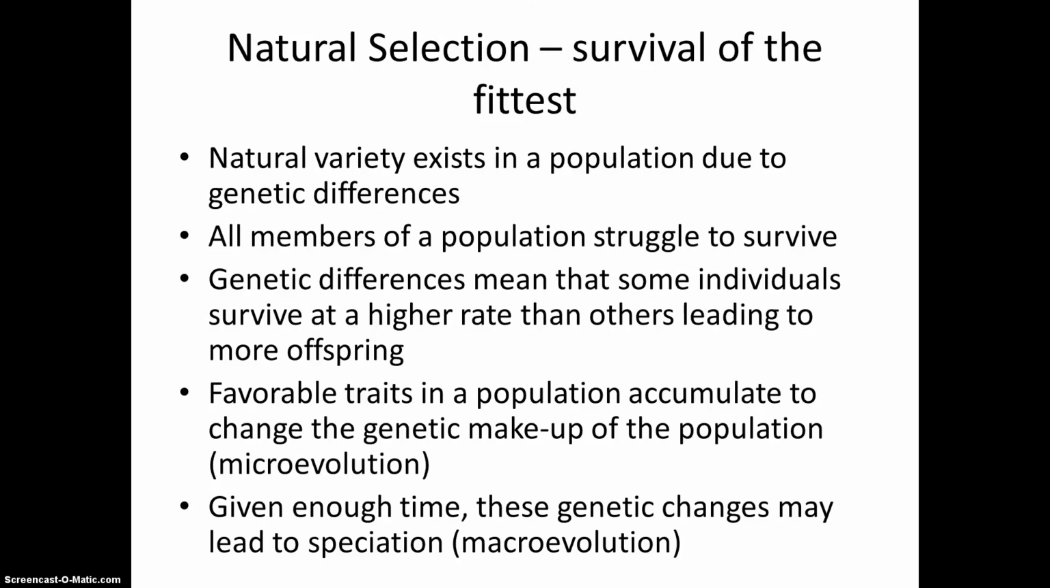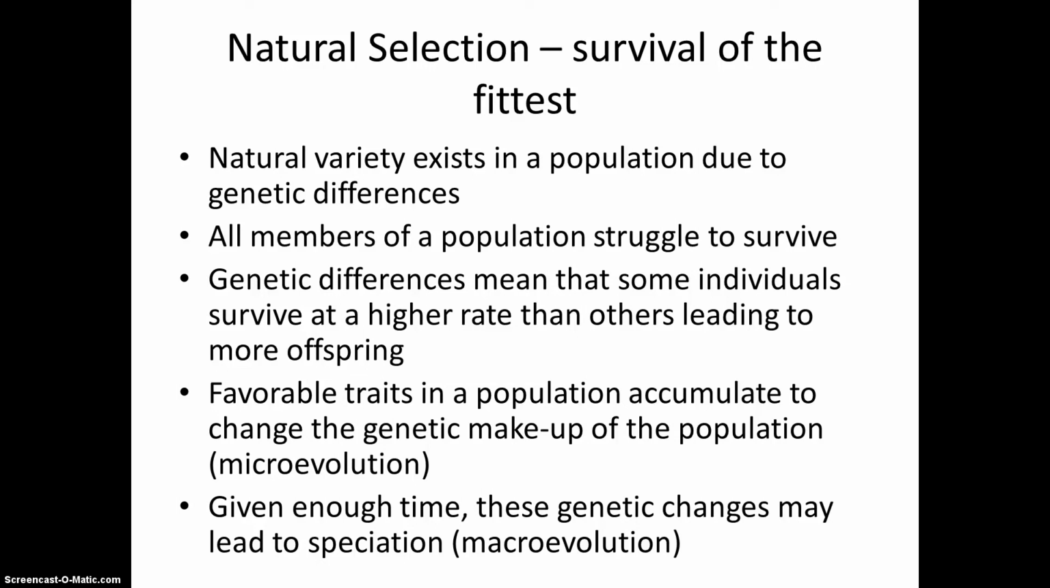And then natural selection. This is one of the biggest driving factors behind evolution. This is the survival of the fittest theory, and it comes in 5 basic parts. First of all, natural variety exists in a population due to genetic differences. And remember that those differences arise because of mutation. Secondly, all members of a population struggle to survive. So not only do species compete with each other, competition within the same species or within the same population does exist, and they will fight with each other in order to pass on their genes.